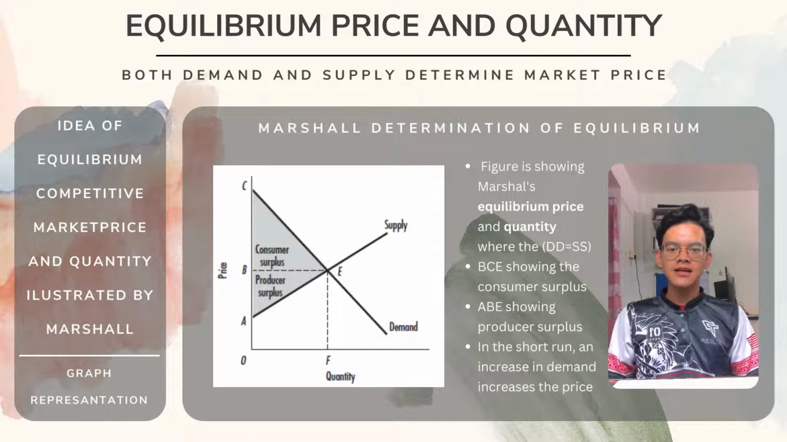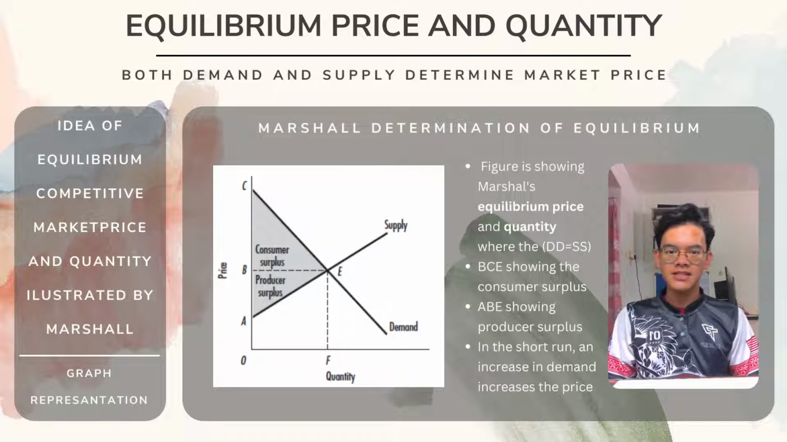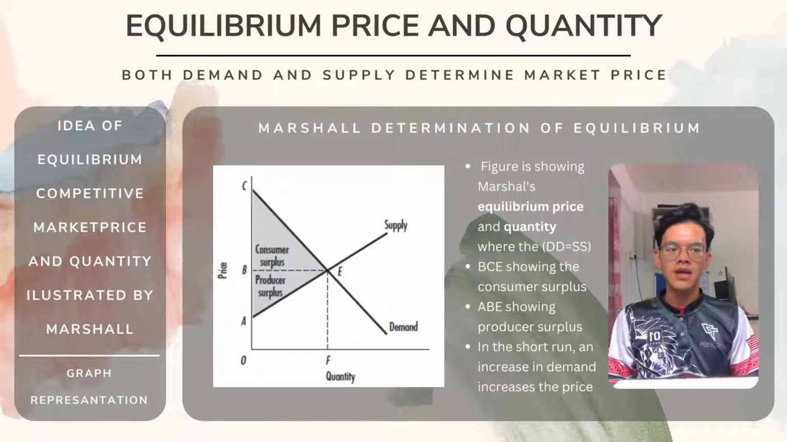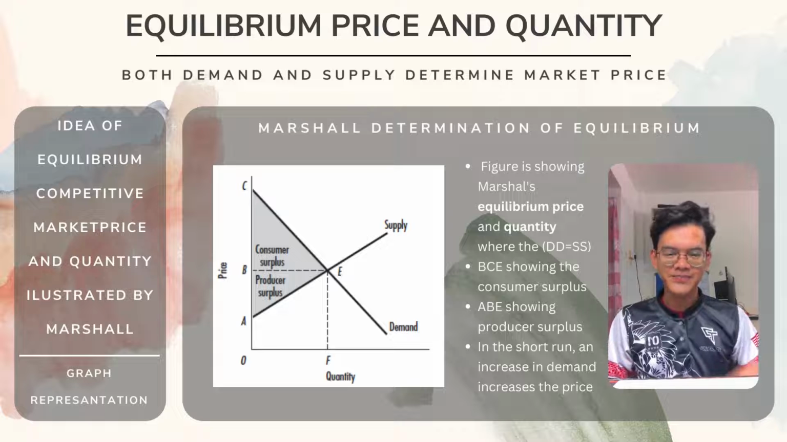So next is equilibrium price and quantity in graph representation. This figure is showing Marshall's equilibrium price and quantity where the demand is equal to supply. BCE is showing the consumer surplus and ABE is showing the producer surplus.